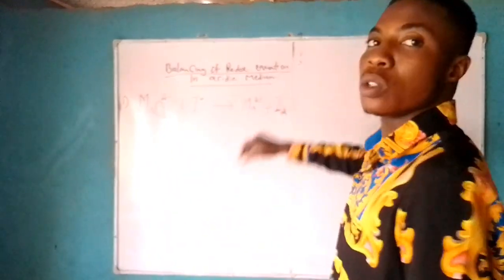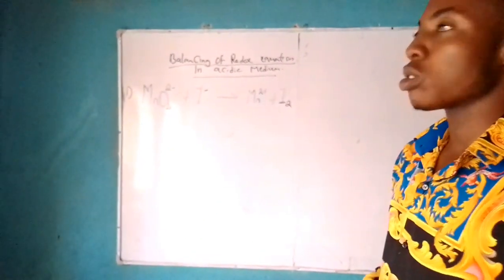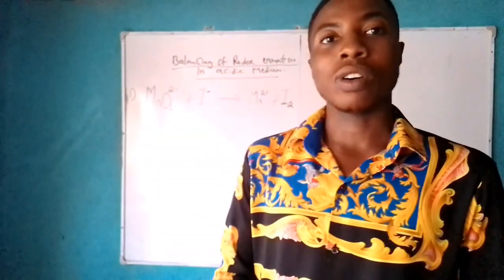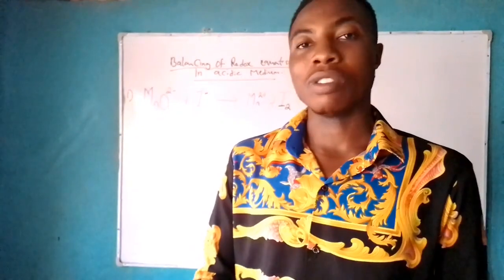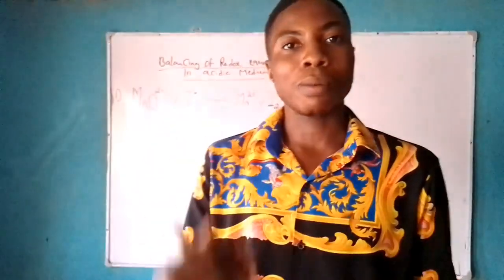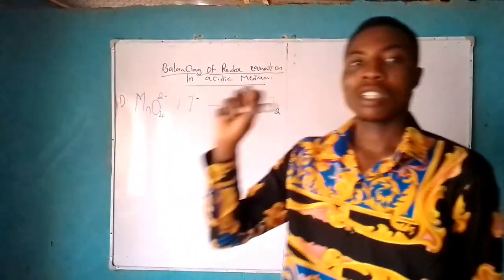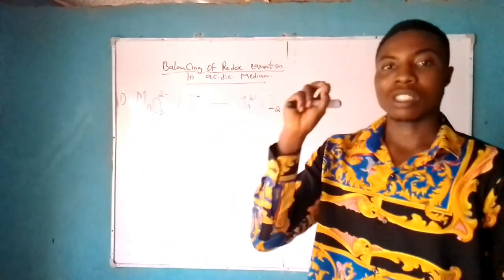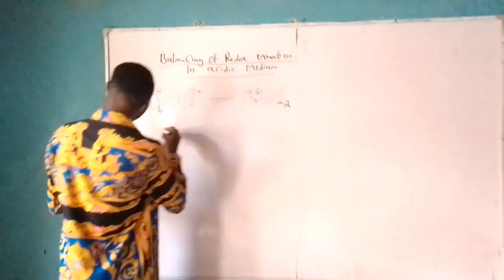So in today's video we are going to talk step by step about how to balance this particular redox equation. We are going to divide it into 9 steps in order for you to learn it very well: step 1, step 2, step 3 to the end. I'll make sure I break it down so that balancing of redox reactions will no longer be an issue for you. So let's start.